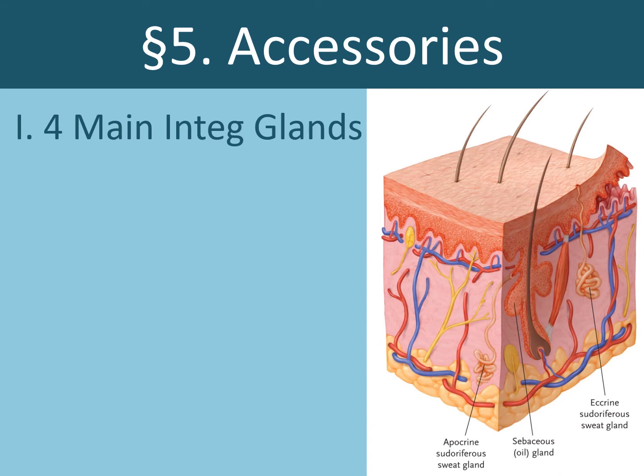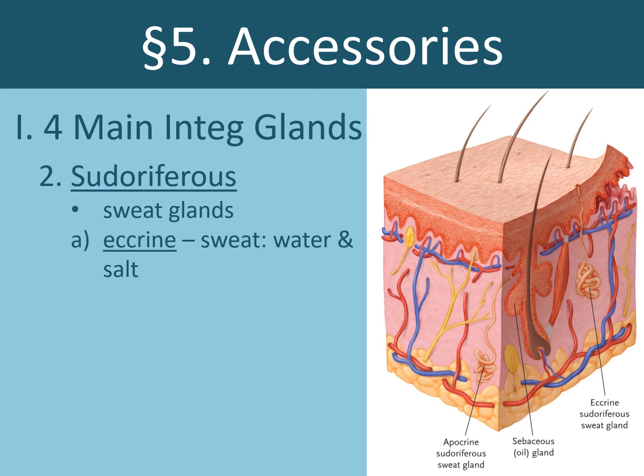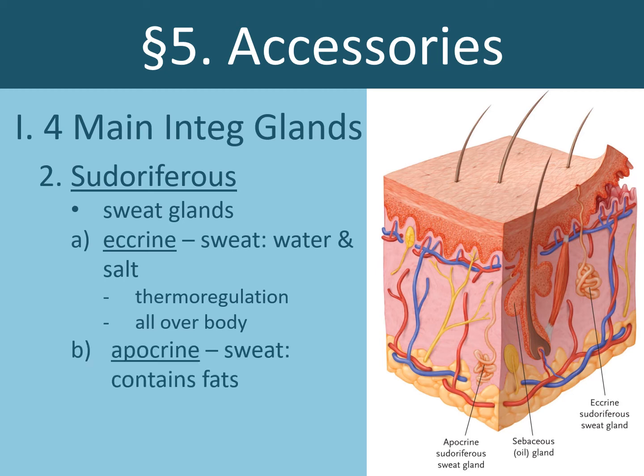The next major category of integumentary glands is the sudoriferous glands. Sudoriferous glands are also known as sweat glands. There are 2 major categories of sudoriferous glands, the eccrine and apocrine glands. Eccrine glands produce a type of sweat that contains more water and salt and is thus better suited for thermoregulation, keeping us cool when we're hot. Eccrine glands are distributed all over our bodies.